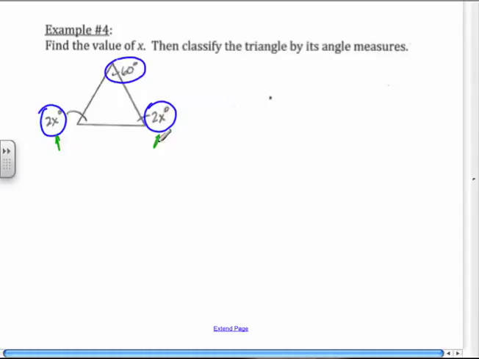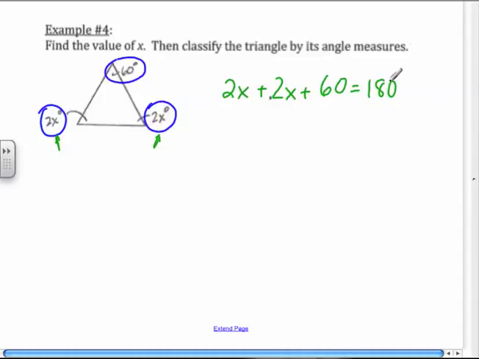What could I do to find out what the angle measures were, Jackson? 2x plus 2x plus 60. Jackson says 2x plus 2x plus 60. Oh, 2x plus 2x equals 60? No, no, no. Equals 180. It equals 180. Thank you, Jackson. Because I know that if I add all the angles of a triangle up, I'm going to get 180.